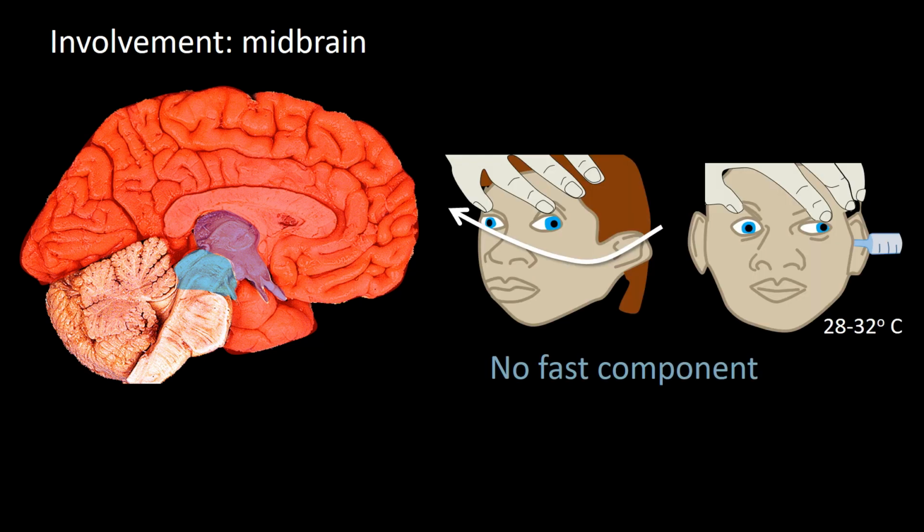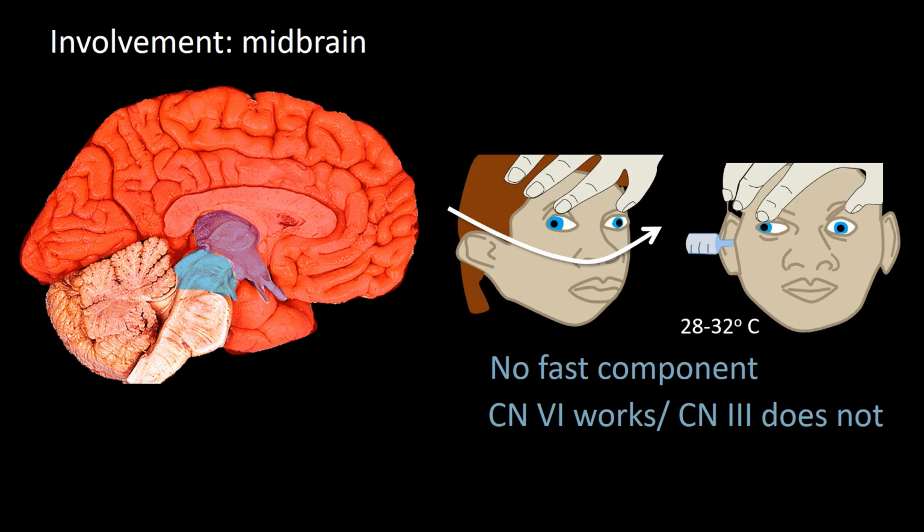In these cases, the fast component, as expected, will be absent. Cranial nerve 6, arising from the pons, will be functional, thus pulling the eyes laterally against the direction of head rotation and towards the side of the cold water irrigated ear, but medial deviation of the eye will not occur, reflecting cranial nerve 3 damage. This will be the same when the head is turned in the opposite direction or when the cold caloric is done in the opposite ear.